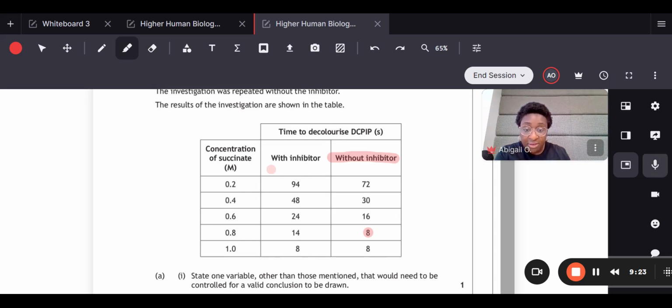Now, if you'll notice, with an inhibitor, we still reach that maximum speed. We still reach 8 seconds to decolorize DCPIP. Now, because we've reached the same max value for the rate of the reaction, this has got to be a competitive inhibitor. Let's look at a graph to explain this a bit further.